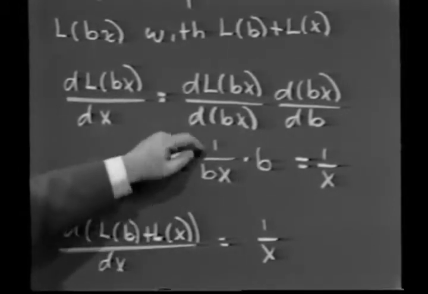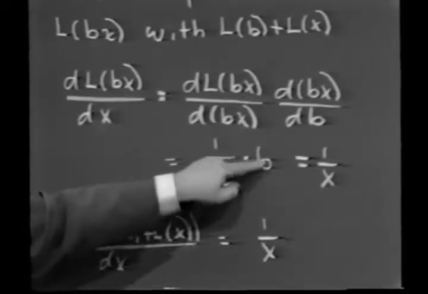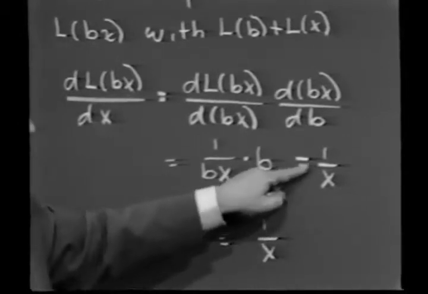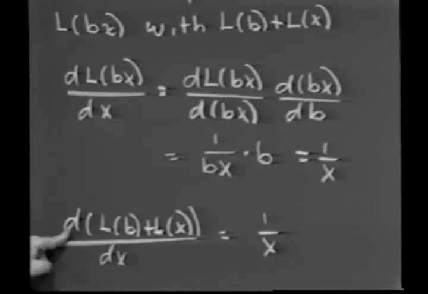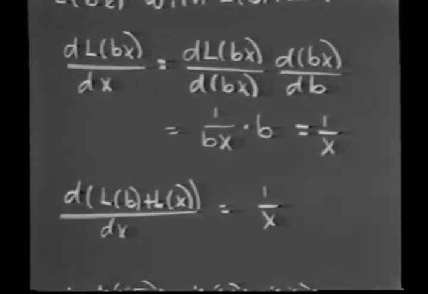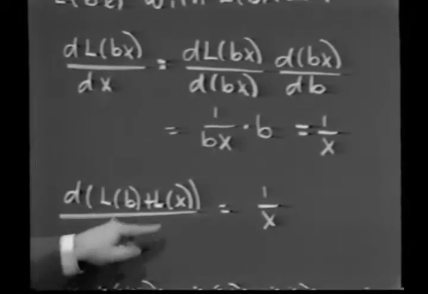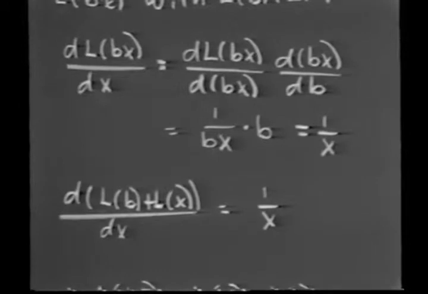And in this way we get what? The first factor is 1 over bx. The second factor is b itself. Remember, b is a constant. And therefore, the derivative of L of bx is 1 over x. On the other hand, what is the derivative of L of b plus L of x? Since b is a constant, the derivative of L of b is 0. And by definition, the derivative of L of x with respect to x is 1 over x.